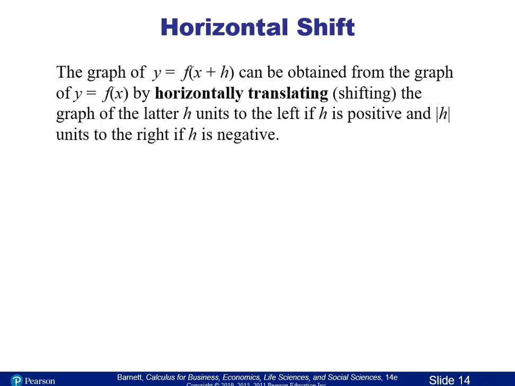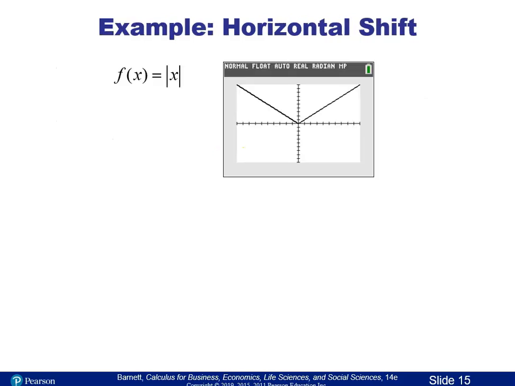Okay. All right, horizontal shifts occur when it's within the function. So on the vertical shifts, they're outside, but when it's inside the function, that is a horizontal shift. And it's almost like it's opposite what you think, okay? So it's actually going to go left if it's a plus h, and it's going to go right if it's a minus h, okay? So we'll look at some examples.